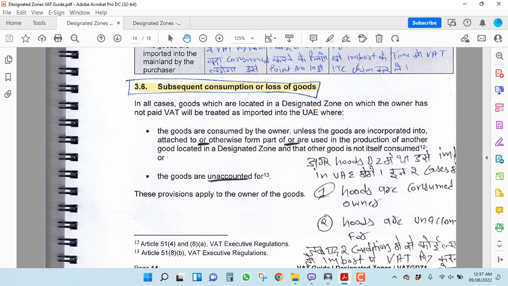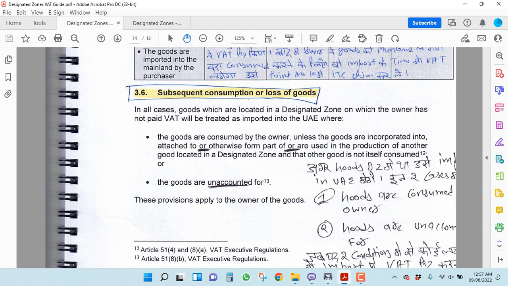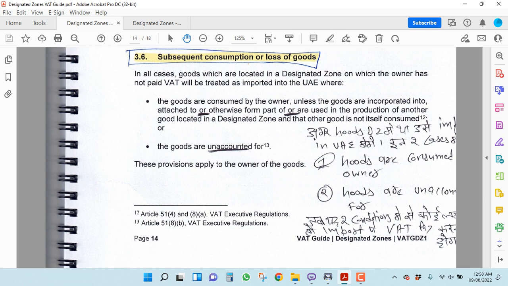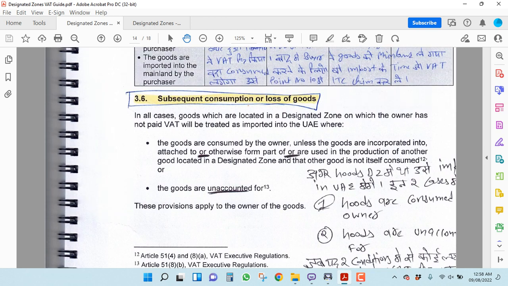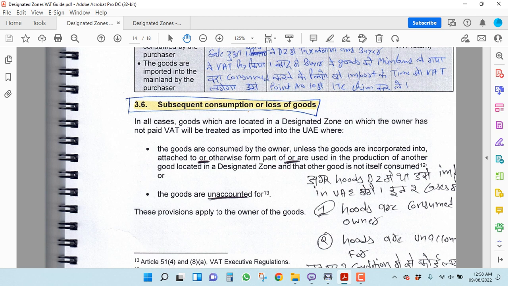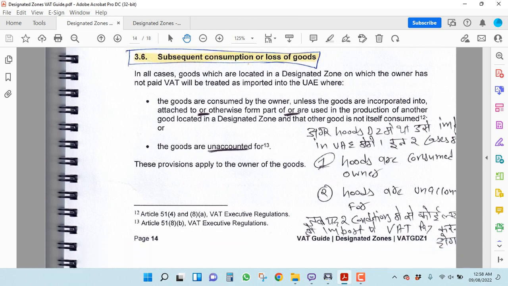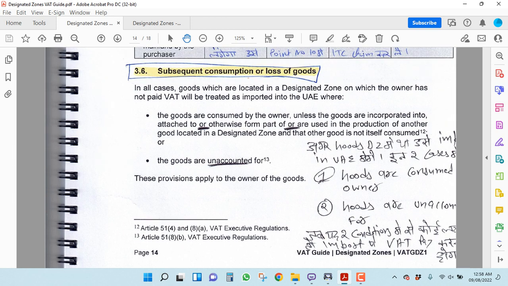Now point number 3.6. In all cases, goods which are located in the DZ on which the owner has not paid VAT will be treated as import into the UAE, where goods are consumed by the owner. Goods are consumed by the owner unless the goods are incorporated into, attached to or otherwise form part of, or are used in the production of another goods located in the DZ and that other goods is not itself consumed. Goods are consumed by the owner unless the goods are incorporated. Okay, or the goods are unaccounted for, goods are not accounted for. In these two cases, import VAT will be applicable.